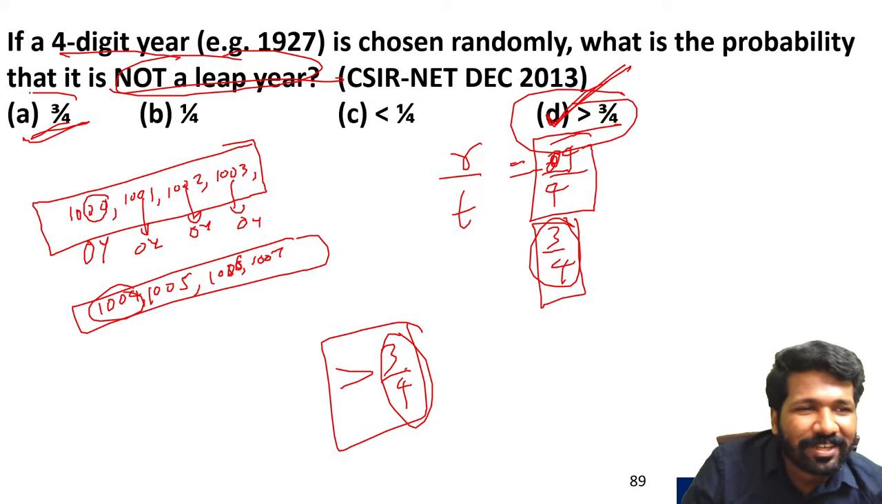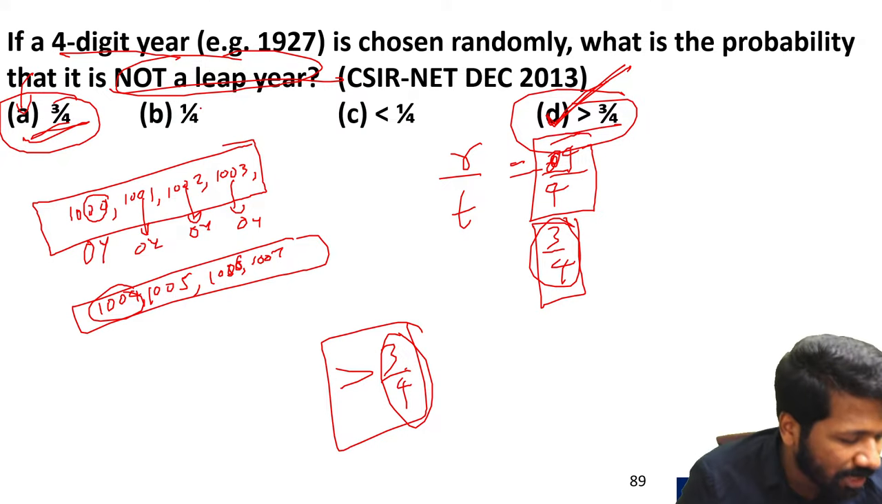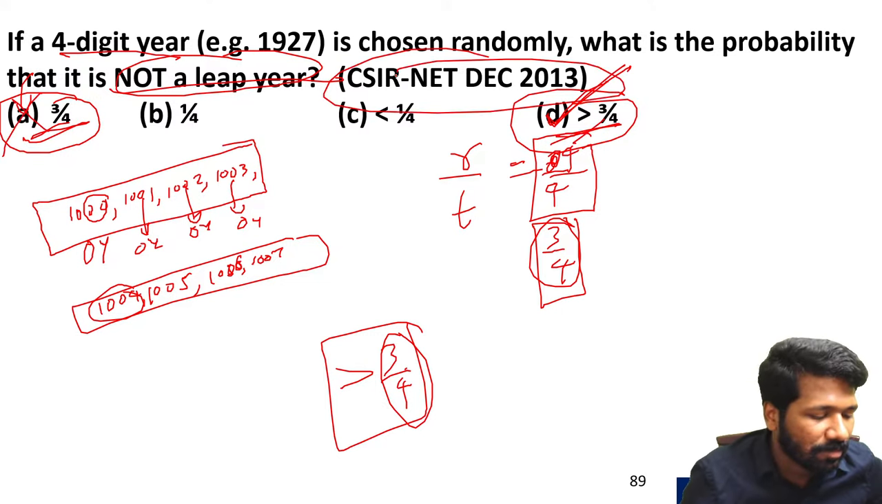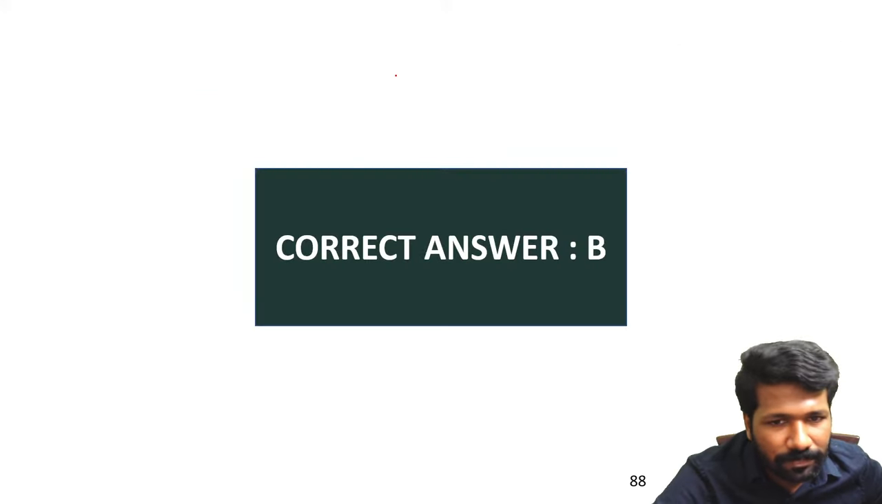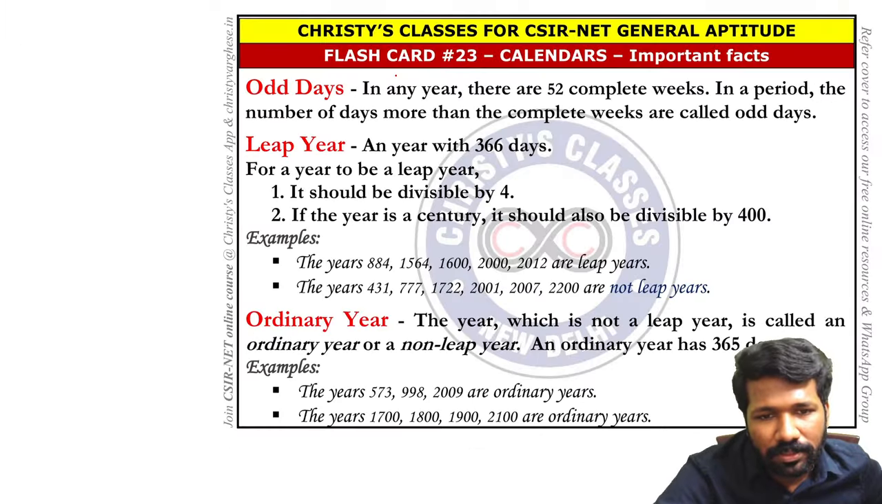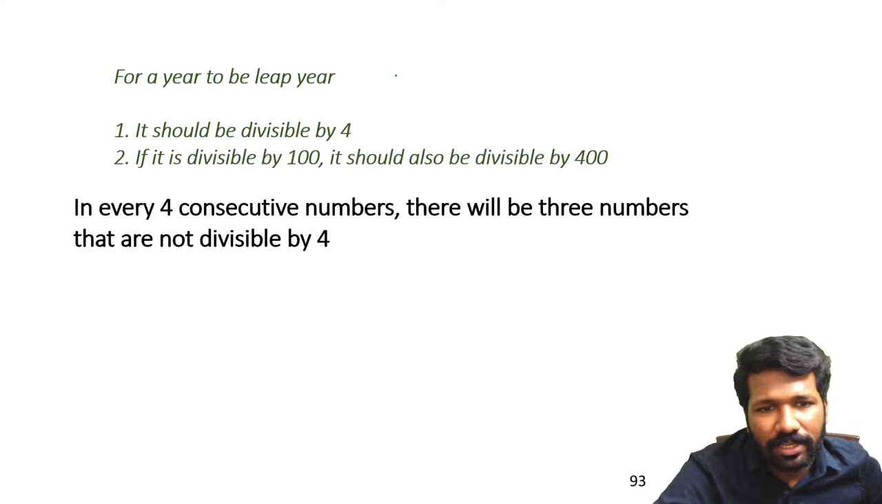If you know only the first criteria of a leap year, you will say option A is the answer, because in every 4 years, 3 ordinary years are there. But that is totally wrong because of the second criteria. This was a previous CSIR-NET problem. All of you understood this? Why is this information important? All of you understood this? So, the second criteria is the reason for that.